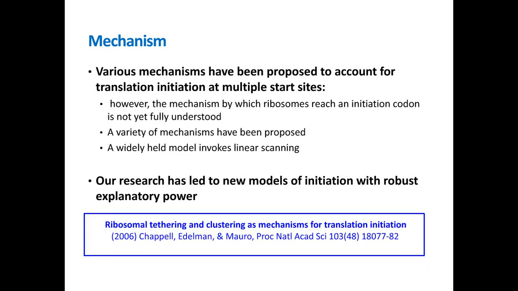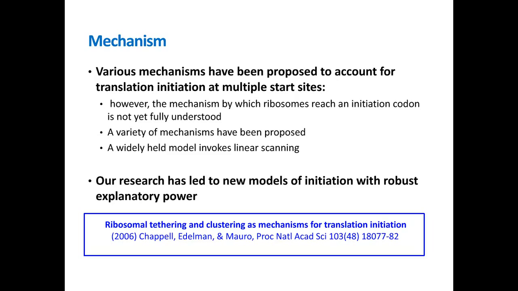But at the present time, we still don't really know how ribosomes go from the site of recruitment on a message to the initiation codon. The old model that's generally accepted is scanning. In that model, you get to these other sites by processes called leaky scanning or reinitiation. In our lab, we've come up with some different models of initiation that involve tethering or clustering of the translation machinery. These models can actually account for many more of the observations in the literature.